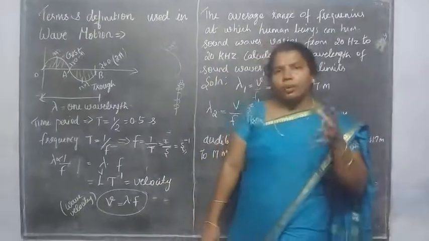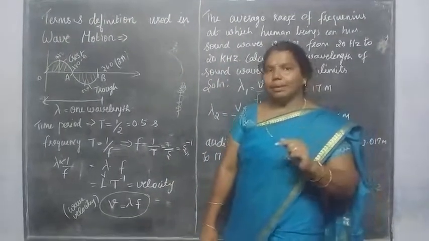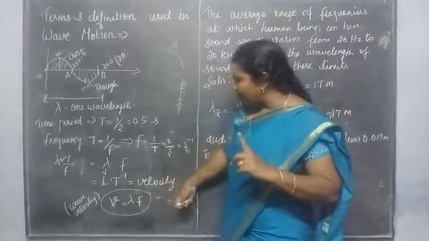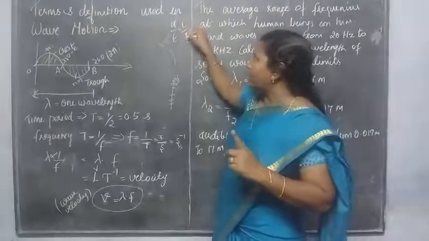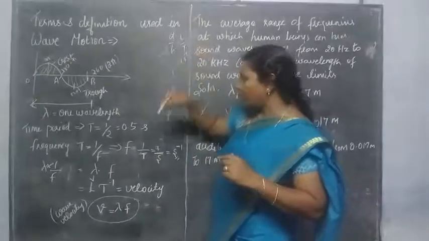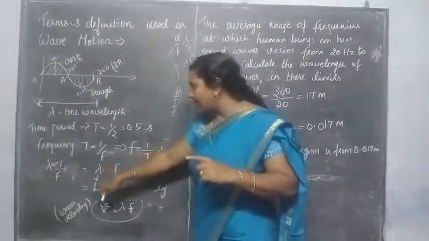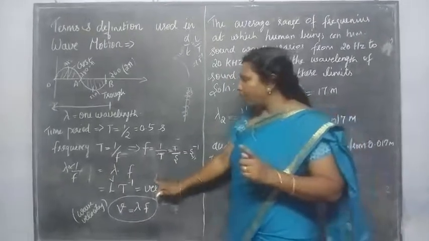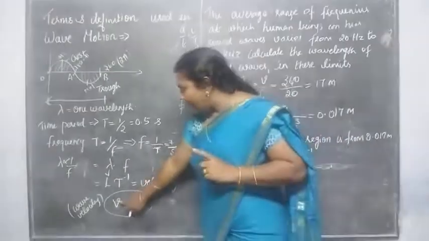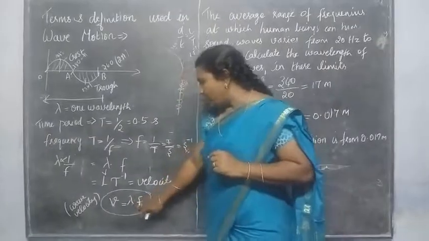So what is called L T power minus 1? L T power minus 1 is the unit for velocity. You know that the velocity formula is distance divided by time taken. Distance is L and time is T, therefore L T power minus 1. Therefore lambda F has dimension L T power minus 1, which is equal to velocity. So the equation can be written as velocity is equal to lambda into frequency.